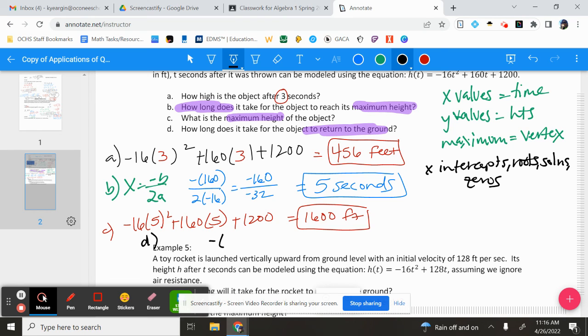So negative b, negative 160, plus or minus the square root of 160 squared minus 4 times negative 16 times 1200, all divided by 2 times negative 16. And you're simply going to type that into the calculator. Remember, you cannot do plus and minus at the same time in the calculator. So I like to just start with plus and then go in and do the minus.